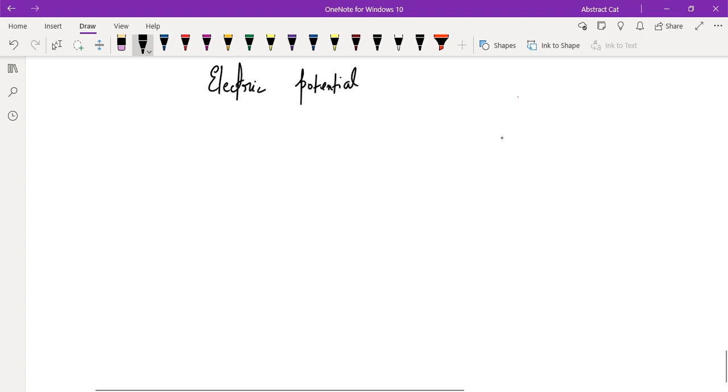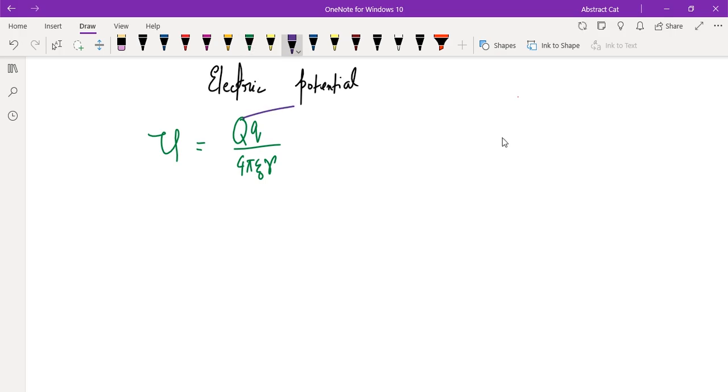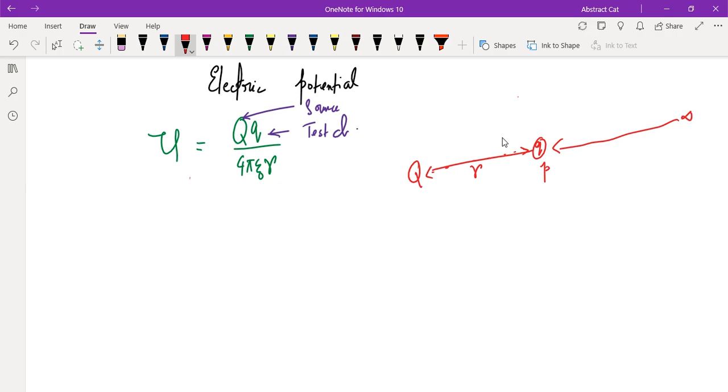Before that, we know that the potential energy U is equal to capital Q small q over 4 pi epsilon naught R. In that expression, capital Q is the source charge and small q is the test charge. The diagram looks like this: capital Q, and at some distance R, we bring the test charge from infinity to that point P. So this type of work done is needed, and the energy is in joules.